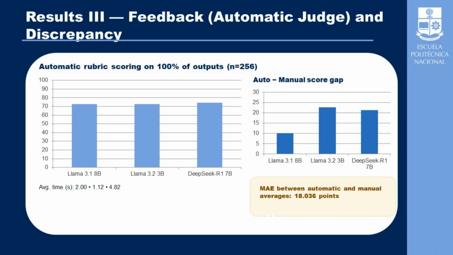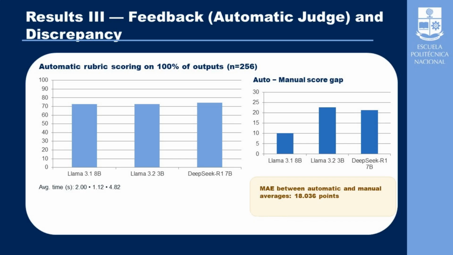When the rubric is applied automatically across all 256 outputs, the picture changes. Scores cluster fairly tightly. DeepSeek R1 with 7 billion is slightly highest at 74.48, while Llama 3.2 with 3 billion and Llama 3.1 with 8 billion are very close at 72 and 72.59, respectively. The paper notes that the differences here are small, on the order of a couple of points, suggesting that the automatic judge views these models as roughly comparable on this task.